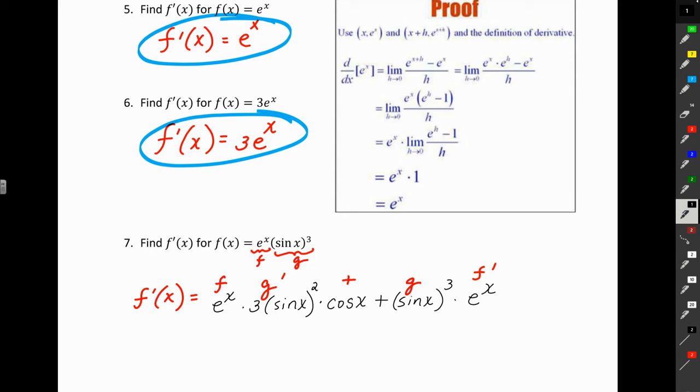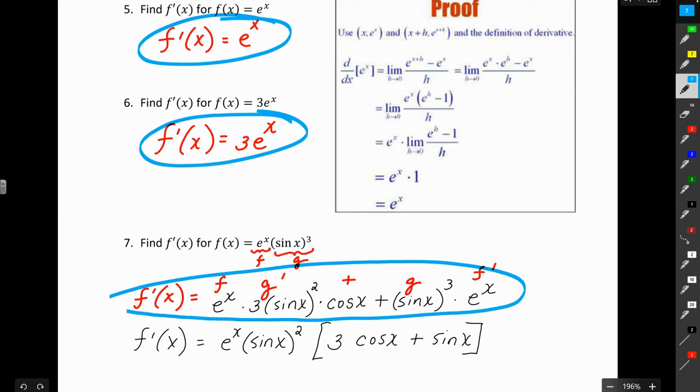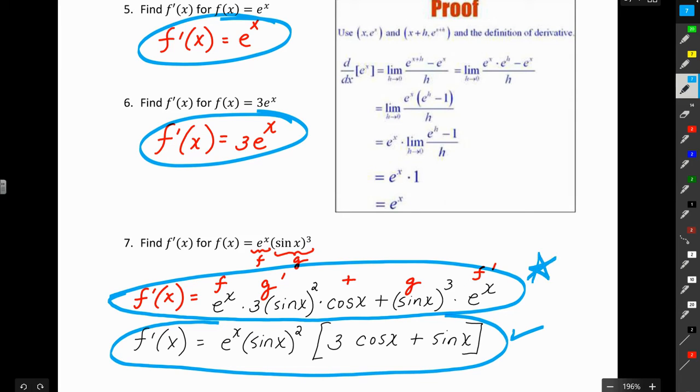It looks like I can very easily pull out an e to the x in both terms, and I can pull out a sine x squared in both terms. I'm going to do that and make this look a little nicer. All right, so you might argue with me that this doesn't really look that much nicer. The point of this lesson is that you're able to get to step 1. And if you can, and you simplify it a little further and rewrote it like I did in step 2, that's certainly fine. But either of those are acceptable.